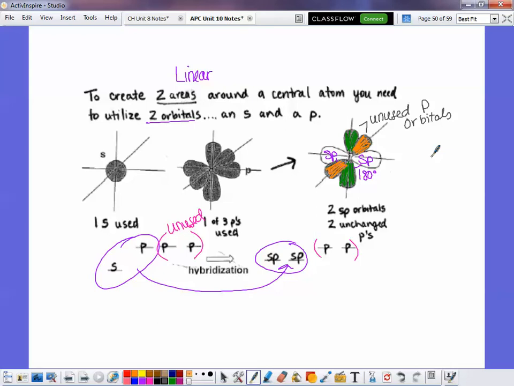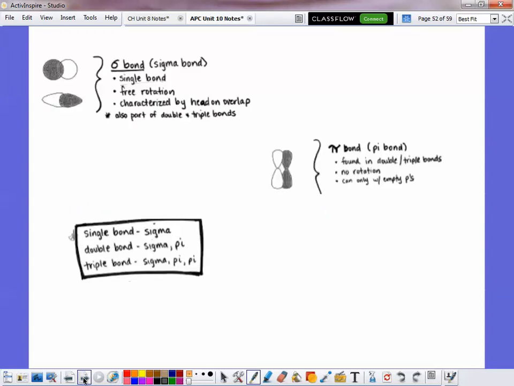I'm not going to do those examples. We can do that in class. But I want to jump to sigma and pi bonds, where we're going to talk about how these things actually bond together. So let's skip here.